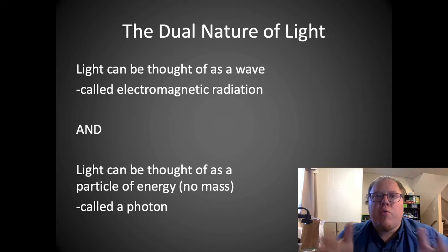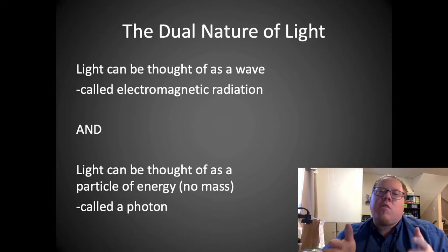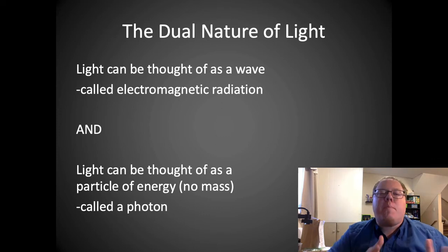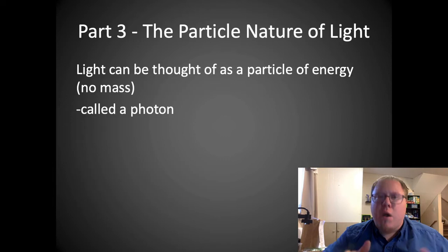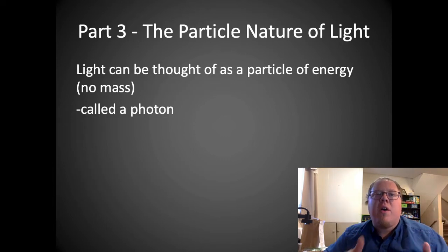So this is part 3, where we're talking about the dual nature of light again. Last video I talked about how light can be thought of as a wave called electromagnetic radiation, but light can also be thought of as a particle of energy with no mass, which we call a photon. So part 3 here, let's focus on light being thought of as a particle of energy.